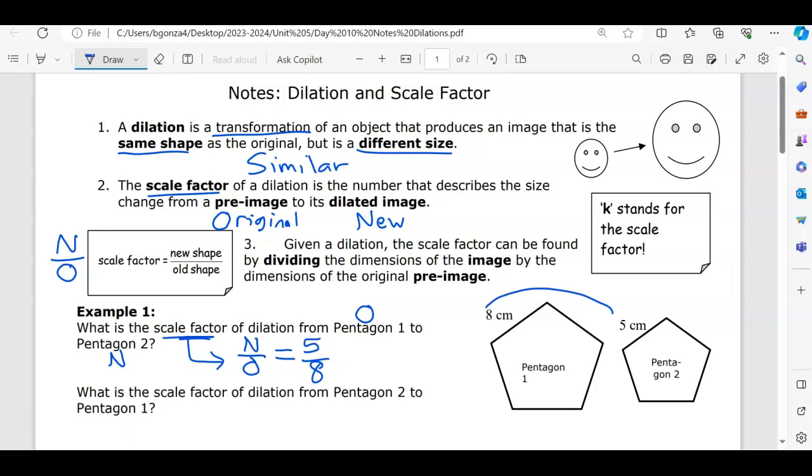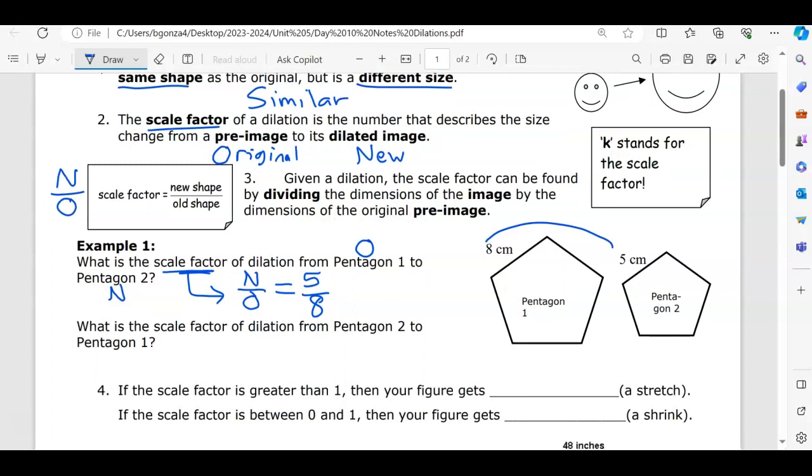Do you see how that works? That's it. The only other thing you might have to do is reduce a fraction, but 5 over 8 is reduced. Now look at example 1, the second question, is almost the same exact question, but it says it backwards. What is the scale factor of dilation from pentagon 2 to pentagon 1? Now you tell me, if I start at pentagon 2, and I go to pentagon 1, which one's the original? 2. Okay, so whenever they tell you blank to blank, the first one is the original, the second one is the new one. You always start at the original and you go to the new.